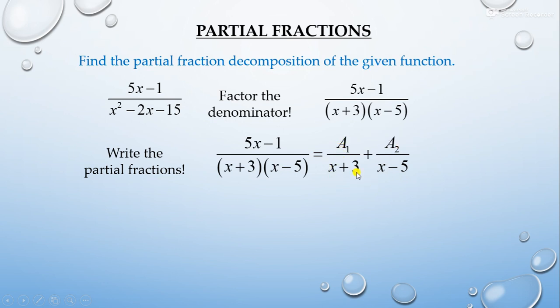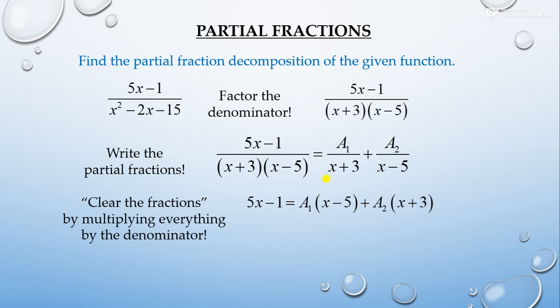Now we have to solve for the values of a1 and a2 and put them here, and this will be the partial fraction of the given expression. For this, first of all we have to clear the fractions, which means taking the LCM and cancelling out the denominator. So it becomes 5x minus 1 is equal to a1 times x minus 5 plus a2 times x plus 3. Now from this expression we need to calculate a1 and a2.